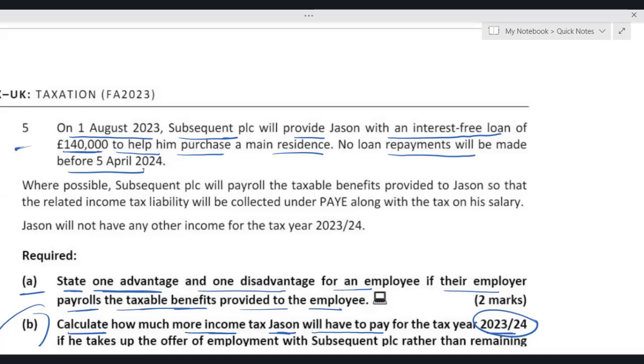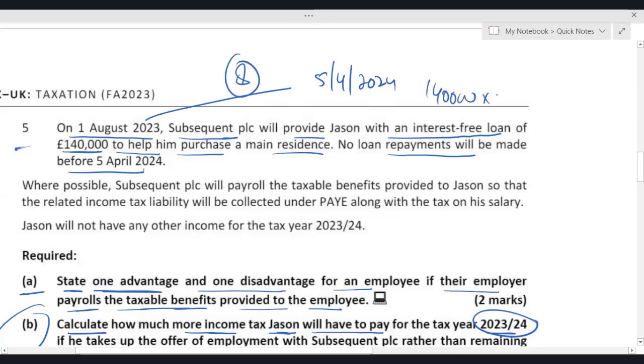But over here, number one, it is an interest-free loan, and the second, Jason has not made any repayment. In that case, since it is interest-free as well as there are no loan repayments made by Jason, either you calculate taxable benefit by using average method or accurate method, you will get the same result. No difference at all. So things are easy. Simply from 1st August 2023, if you go till 5th April 2024, we have 8 months. So 1,40,000. Official interest rate is 2.25%. 8 upon 12.